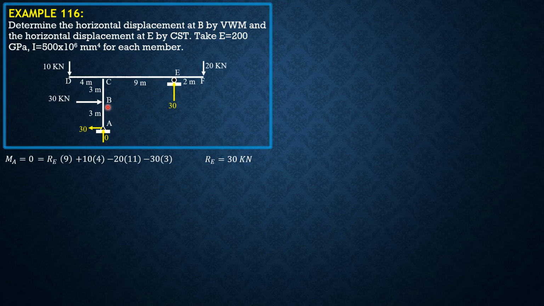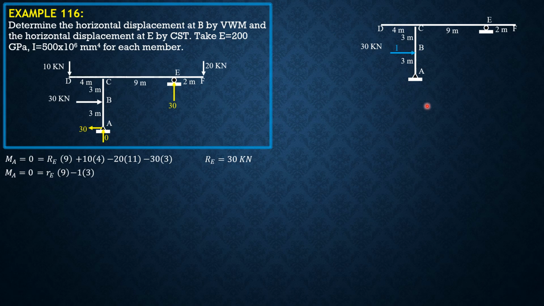Then for the virtual forces, we apply a unit horizontal load at B because that's the principle. Then we solve R sub E again due to this unit virtual load at B. So R sub E times 9, 0 equals RE times 9 minus 1 times 3. So R sub E is 1/3. So summation forces X, AX is 1 to the left, and summation forces Y, we have 1/3 downward at A.